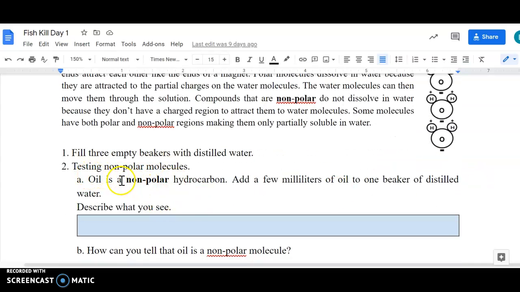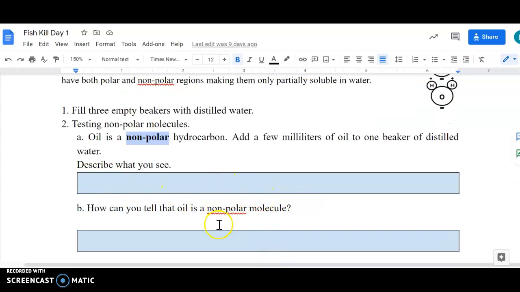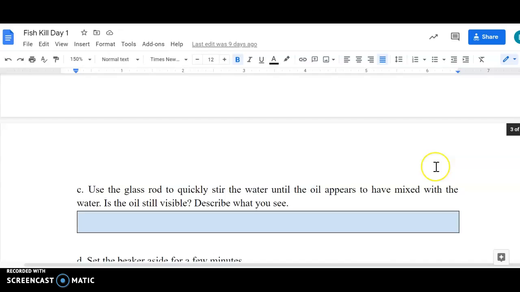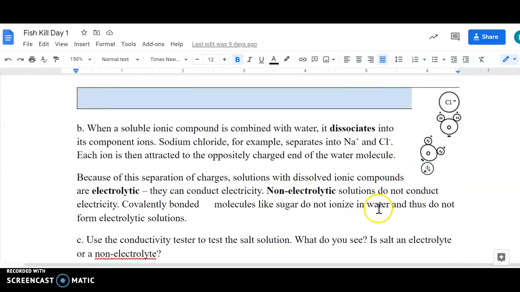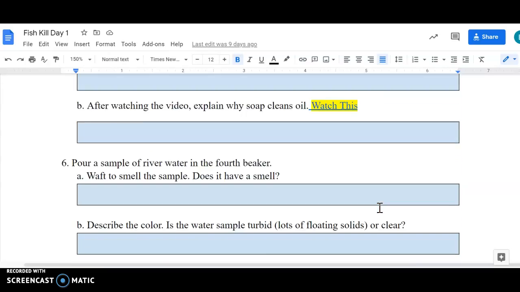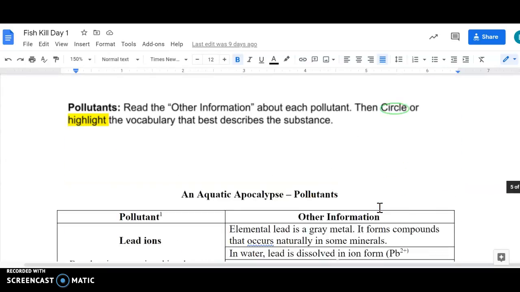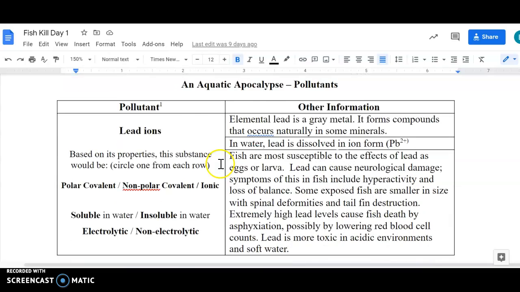So we started by looking at reasons why certain things might dissolve or not dissolve. So we looked at oil being a non-polar hydrocarbon. And yours will be filled out here with some more information. So think, if oil is non-polar, will it dissolve in the river water? If you scroll down to the bottom, you can read through about electrolytes, non-electrolytes, and how this might impact the water. At the bottom of this one, we have pollutants.